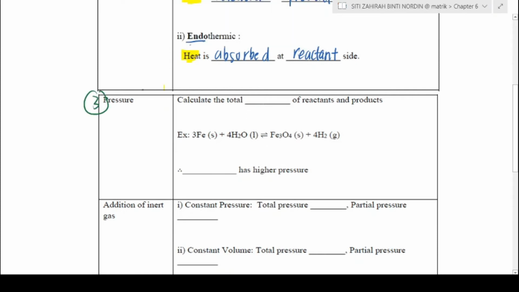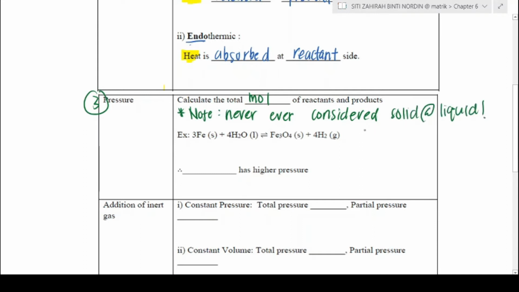The third factor is pressure. For pressure, we have to calculate the total moles of reactant and product. Please write a note: never ever consider solid or liquid. Remember Kc and Kp, we don't include solids.